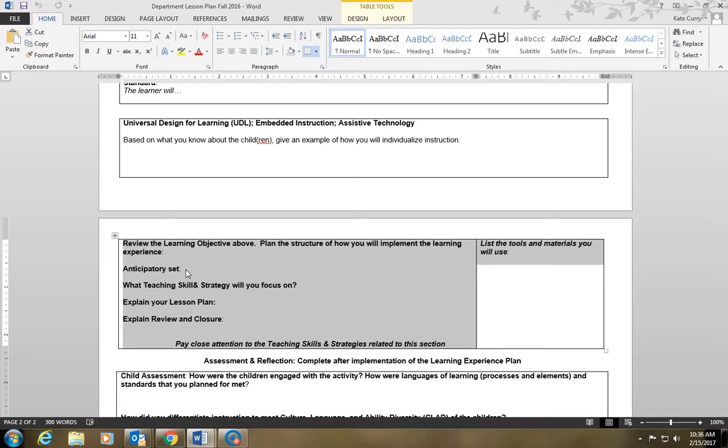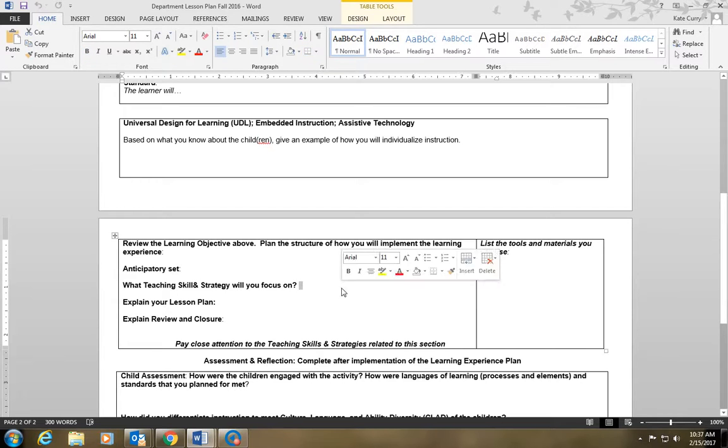If you are going to do painting and you're going to be counting with sponges and different objects, then you might read a book about colors, or you might sing a song about shapes. But think of some way that you're going to engage the children. You don't just sit down and say, hey, let's paint. That's not how teachers introduce activities. And then you're going to use your teaching skills manual, which is I believe the purple book in our classroom that you also have, to think about what teaching skills and strategies you're going to do or use.